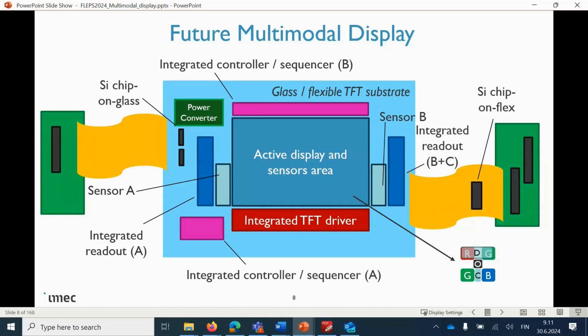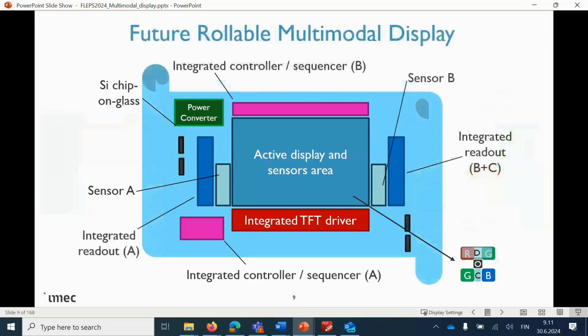Of course, if you want to be a bit of a dreamer, you will go one step further and have a future rollable display that can roll up on your pencil, let's say, size. And there you will again reduce the silicon further so that you end up having the minimum size that allows this to happen.